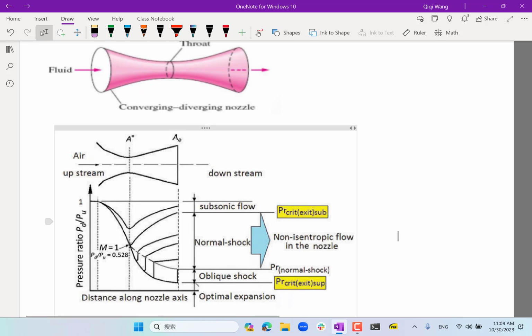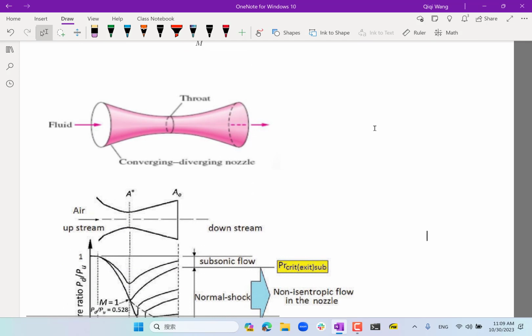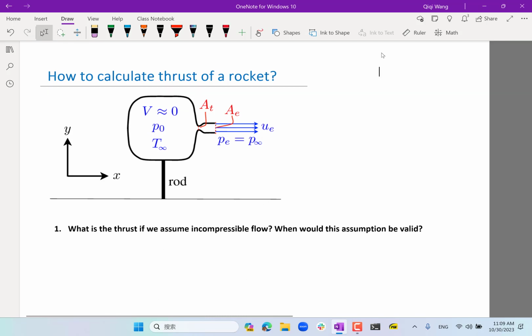Before we go to discuss shockwaves, which happen over here, let me just give you an example question that's related to this nozzle, actually at subsonic conditions. That is, how do you calculate the thrust of a rocket?